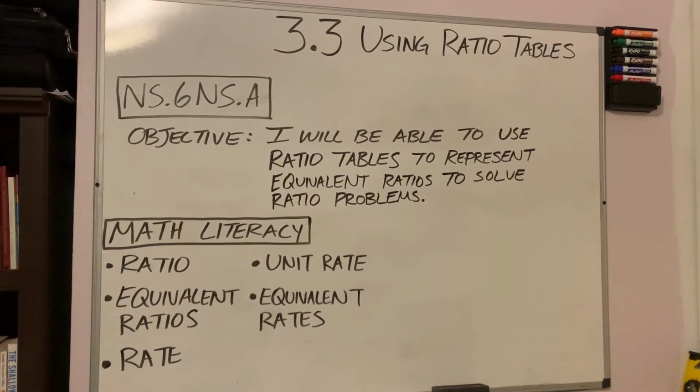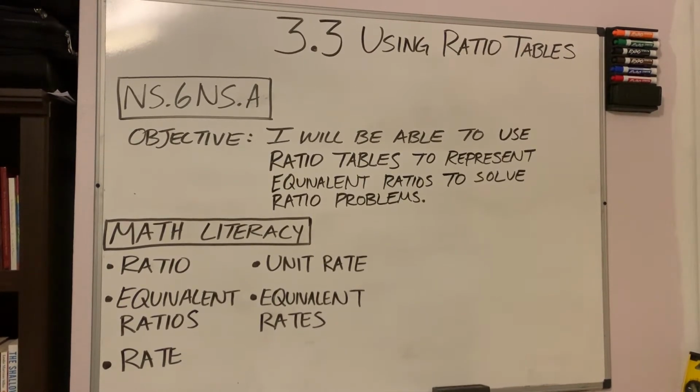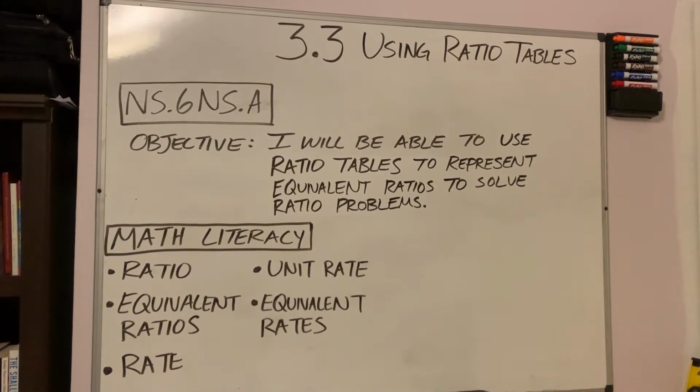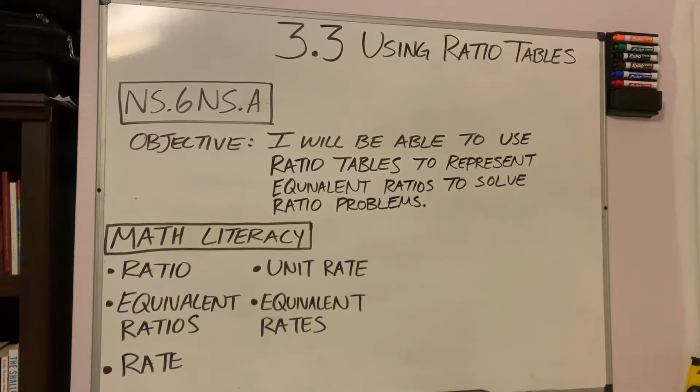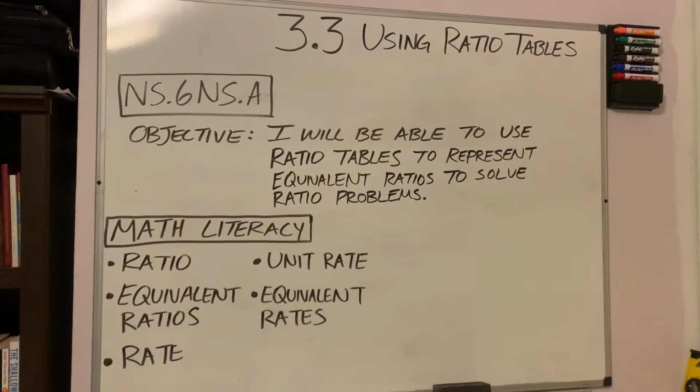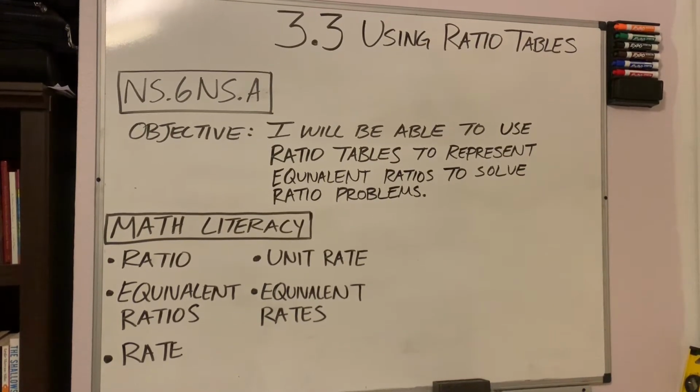Right, today we're going to be working on 3.3, using ratio tables. Our standard is 6th grade number sense A. Your objective is that you will be able to use ratio tables to represent equivalent ratios to solve ratio problems. Mathematical literacy: we have ratio, equivalent ratios, rate, unit rate, and equivalent rates. Let's go ahead and get started.